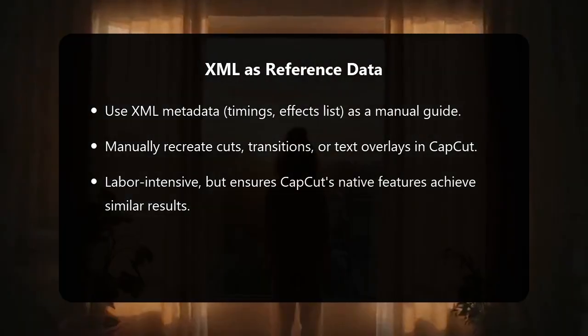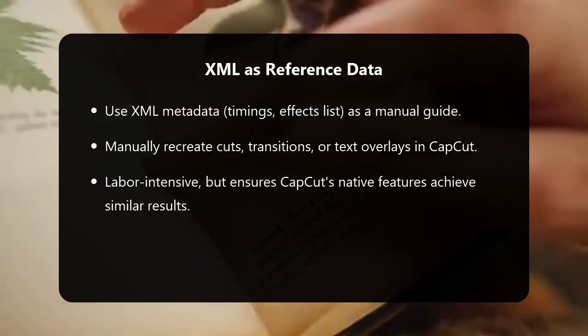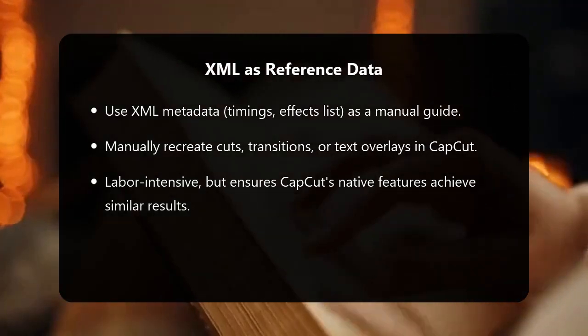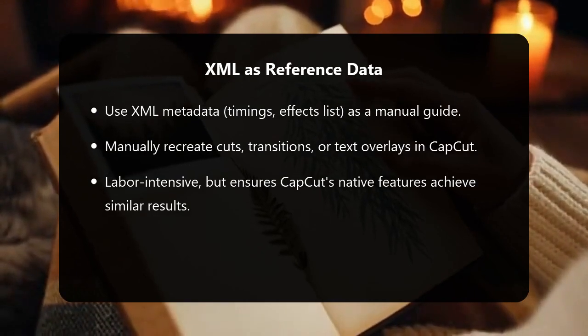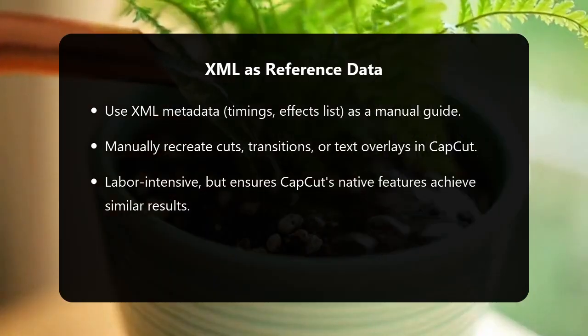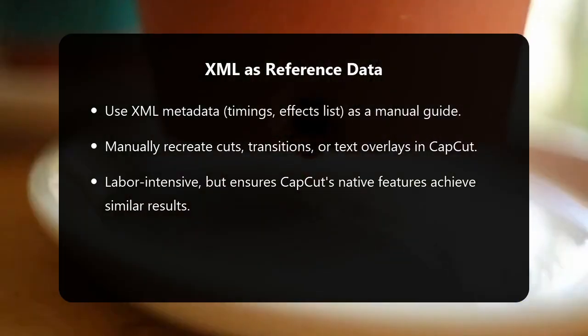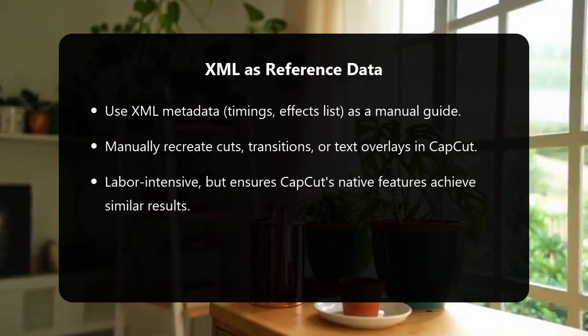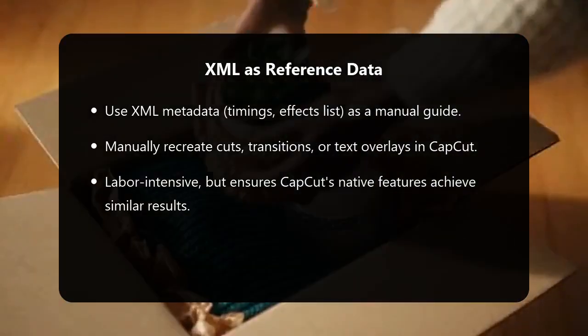For example, if the XML specifies precise cut points, transition types, or text overlay timings, you'd watch your source footage in CapCut and manually apply those edits, transitions, or text elements based on the information provided in the XML. This approach is more labor-intensive but ensures that CapCut's native features are utilized to achieve a similar visual or structural outcome. There's no automated parsing of XML metadata into CapCut's project structure.